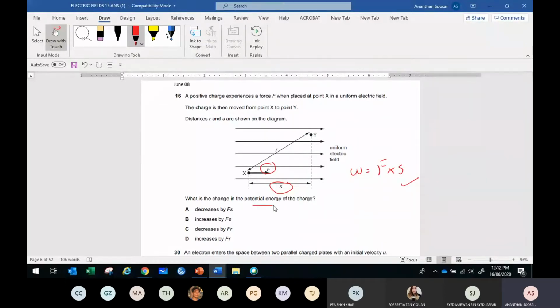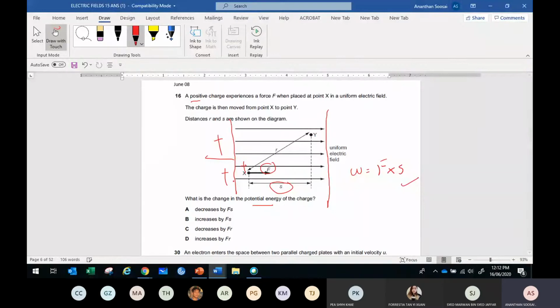Is the potential energy rising or decreasing? How to know? What type of charge is this? X, what charge is it? Is it positive or negative? The charge is moving from point X. A positive charge. So X is a positive charge. And it's getting closer to the positive plate or the negative plate? What plate is this?